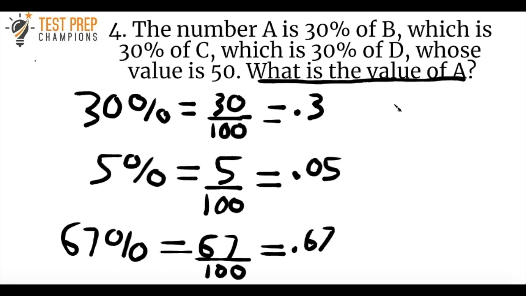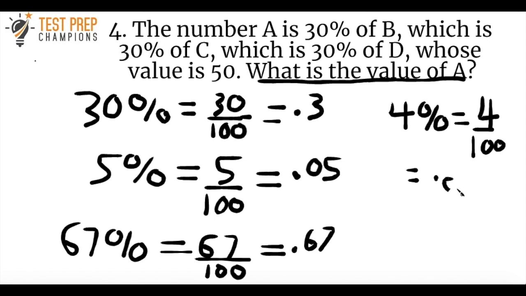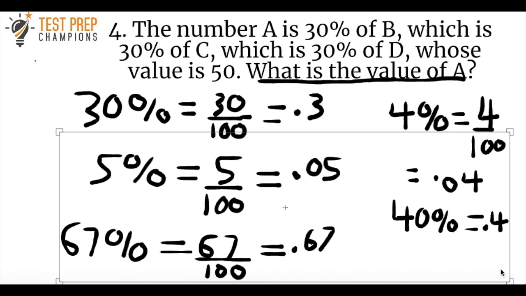pattern here. So for example, let me give you one more, and this is really important to understand. 4% as a fraction would be 4 over 100, but as a decimal, it would be 0.04. Hopefully you're starting to see this pattern, whereas 40% as a decimal wouldn't be 0.04, it's just 0.4. So hopefully you're starting to see that pattern there.